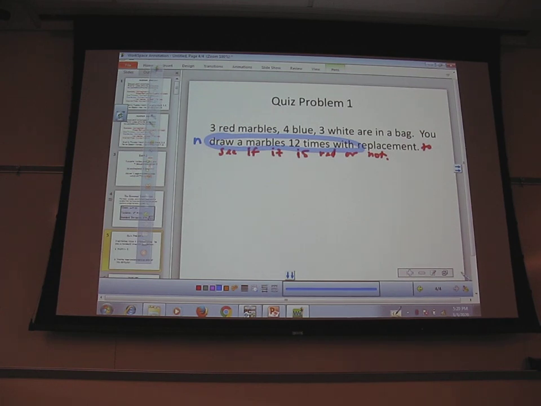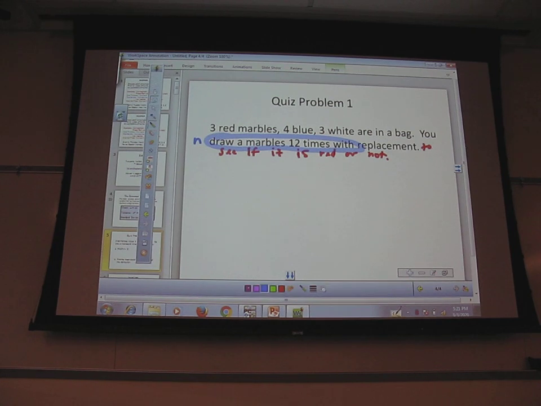What am I asking myself about the marble? Is it red? Are you red or not? That's what I'm asking. What's the probability that I draw that marble and it's red? 0.3. Why? 3 out of 10. 3 out of 10 marbles. Everybody all right with that part?